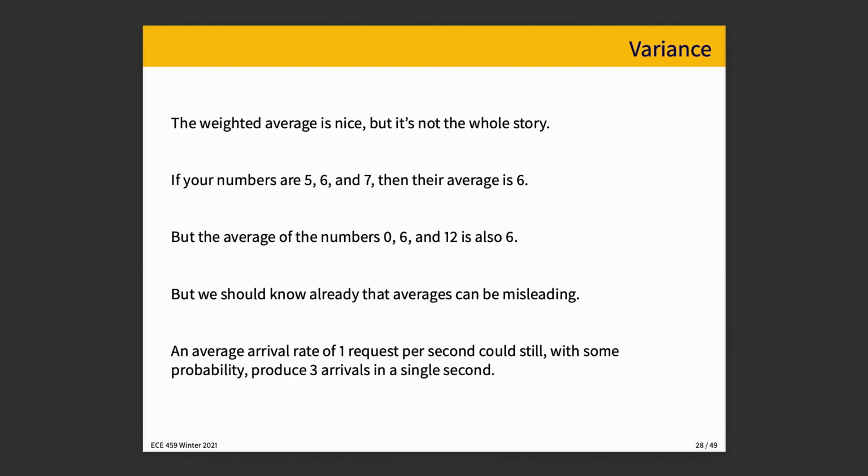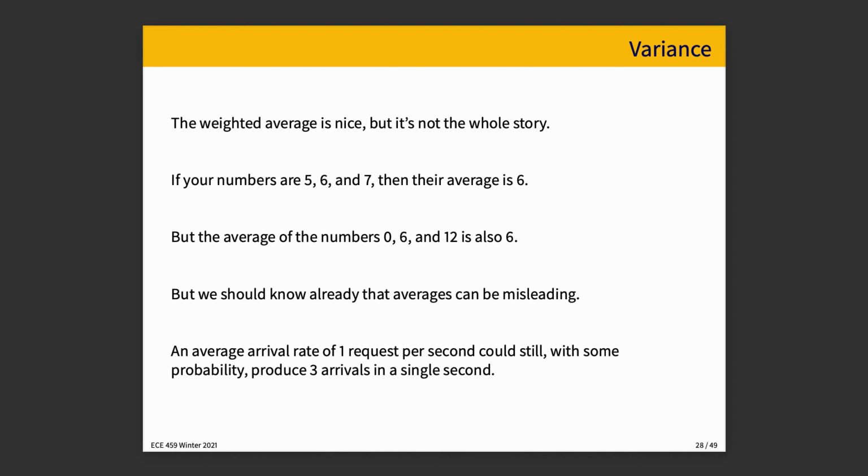The weighted average is nice, but it's not the whole story. If your numbers are 5, 6, and 7, then their average is 6, but the average of the numbers 0, 6, and 12 is also 6. And in some cases, the variance is important to users. Things that take a known amount of time are understood and acceptable, but things that sometimes are done very fast and sometimes take a lot longer can actually be very frustrating for users, because in the scenario where it takes longer, they think something is wrong, it's gotten stuck somehow, there's a problem, and we need to restart or something, which isn't always correct. Sometimes a little patience is really all that's necessary.